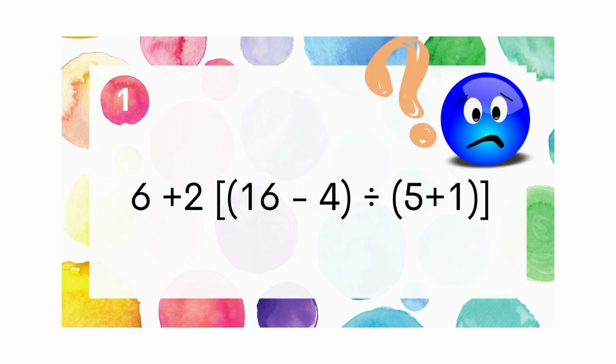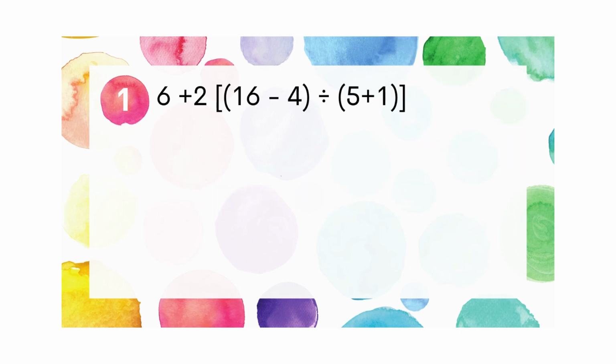But look what happens when we put all these simple problems together into one long problem. It looks confusing. This is where we need order of operations, which tells us what steps to do and in what order to do them. So before we solve a problem like this, let's talk about some rules. What order are we going to be solving this by?